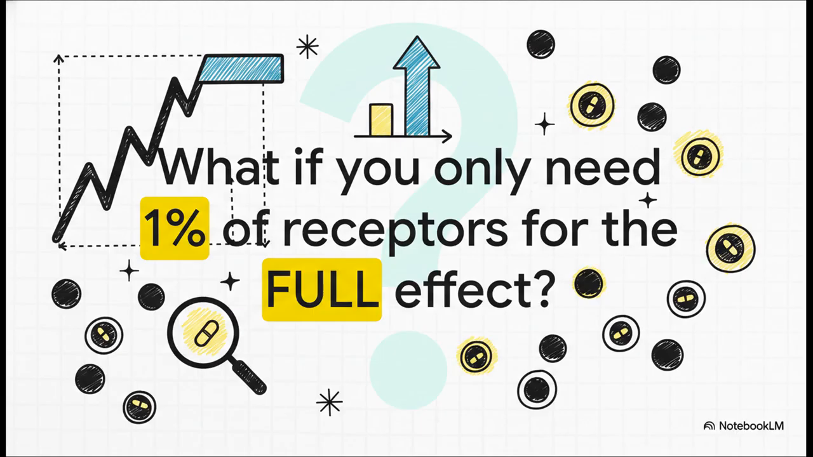So here was the first big puzzle. Get this. Researchers found that some drugs could produce their absolute maximum effect, that ceiling on the curve we just looked at, but they were only binding to a tiny, tiny fraction of the available receptors. I'm talking sometimes as little as 1%. This just completely blew the old idea out of the water. How could the effect be proportional if you only needed 1% of the locks to get 100% of the result?